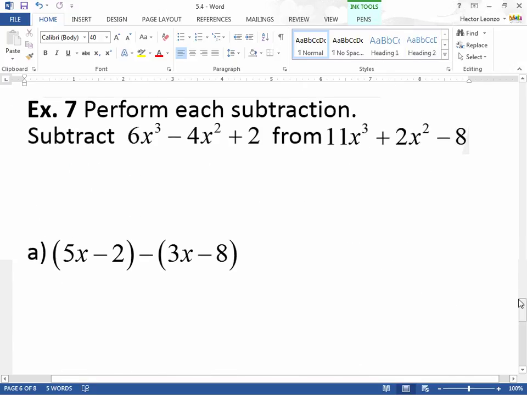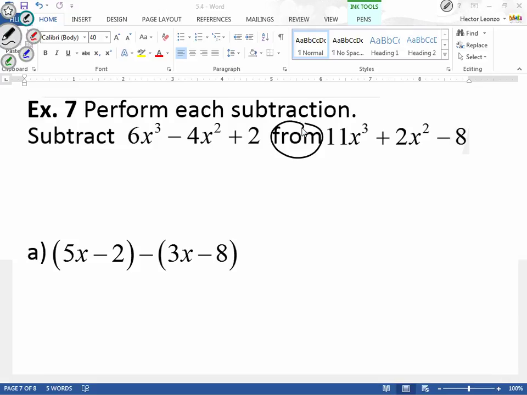Now, lastly, let me take a look at this one, because we have the word from. I know when we were talking about word problems, when we have the word from, my first polynomial is this one that we see here. So let me write it out. I'm going to write 11x to the third plus 2x squared minus 8.